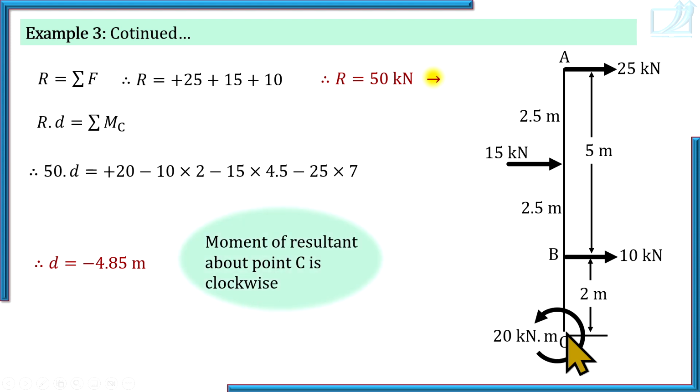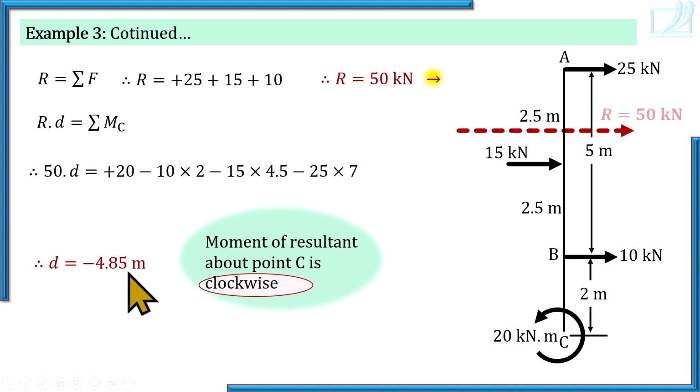This is the distance of the resultant from point C. Whether it is below point C or above point C, let's check it. If we imagine or visualize the resultant below point C, then it will have anti-clockwise moment, and if we visualize it above point C, it gives clockwise moment. This is not the correct position. This is the correct position. Now, at distance 4.85 meters, let's show the resultant properly.